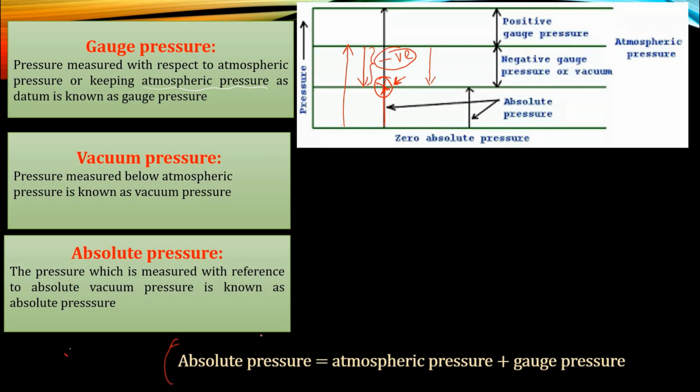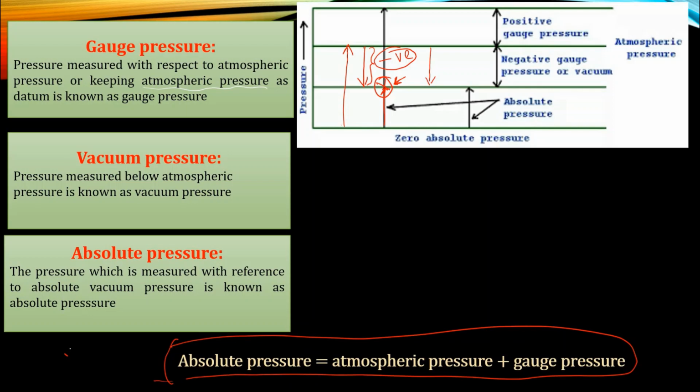So this equation you should keep in mind: absolute pressure is equal to atmospheric pressure plus gauge pressure. Gauge pressure can be negative or positive. It will be positive if it is above atmospheric pressure, and negative if it is below atmospheric pressure. So this is the equation for calculation of absolute pressure.